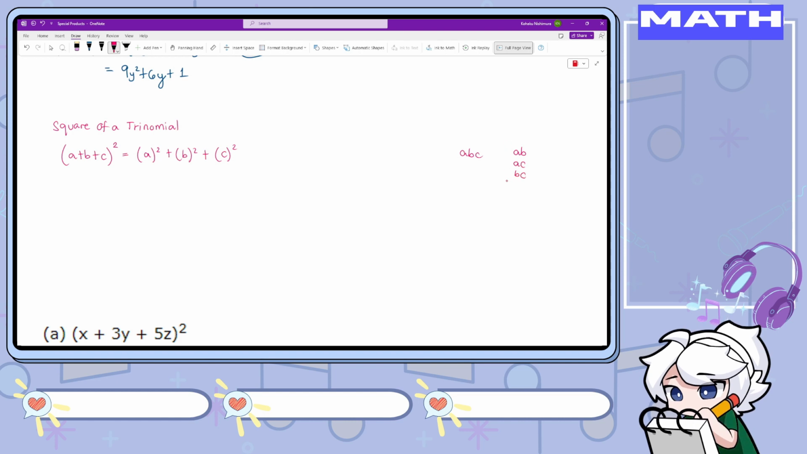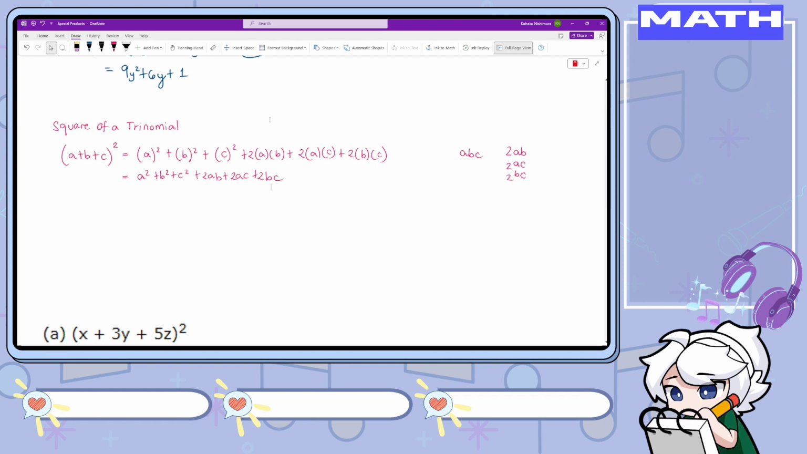And what we need to do to these three is just multiply them by 2, thus having plus 2 times a times b, plus 2 times a times c, plus 2 times b times c. In this particular case, all of the givens are positive, so we just maintain everything: a squared plus b squared plus c squared plus 2ab plus 2ac plus 2bc.